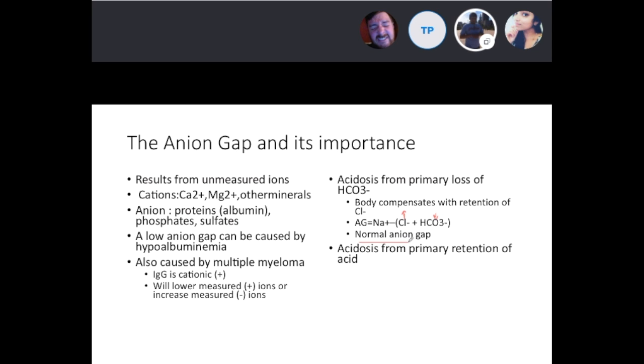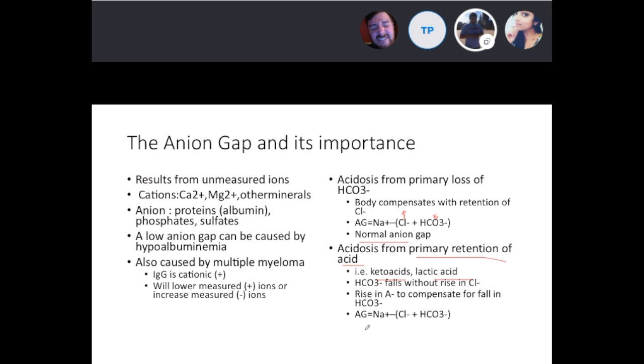But when you have an acidosis that's primarily due to retention of acid, when you're keeping more acid, such as ketoacids or lactic acid, your bicarb will fall, but your chloride won't rise with the fall of the bicarb. So it's not even. The rise in the acids compensates for the fall in bicarb. So when you calculate this anion gap, the result will be an increase in the anion gap. And that's why you see the difference in diseases.